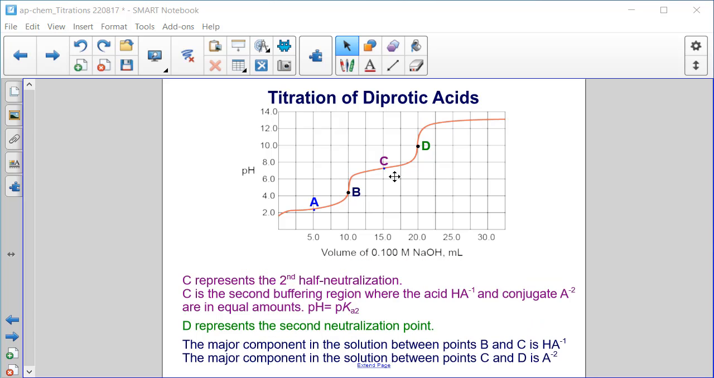C represents the second half neutralization. It is the second buffering region where the acid HA- and conjugate A2- are in equal amounts, where pH is equal to pKa2. D represents the second neutralization point. The major components in the solution between points B and C is HA-, okay, and between points C and D is A2-.